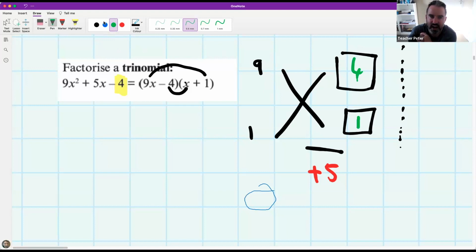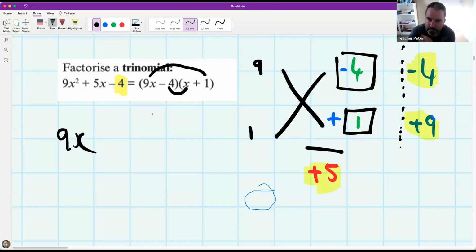And so what I now need to do is I'm going to say that this is plus, so 9 times plus 1 is plus 9. And 1 times 4, well, I need to make that a negative 4, so that this is negative 4. And together, these add up to the 5. And then when I read off the answer, I go, well, 9x minus 4 is this top line, and this bottom line is just x plus 1.